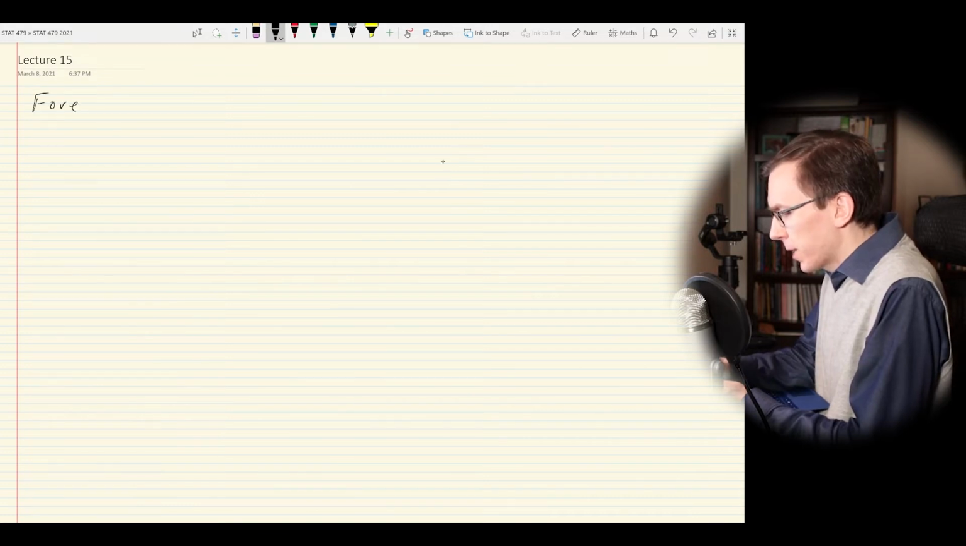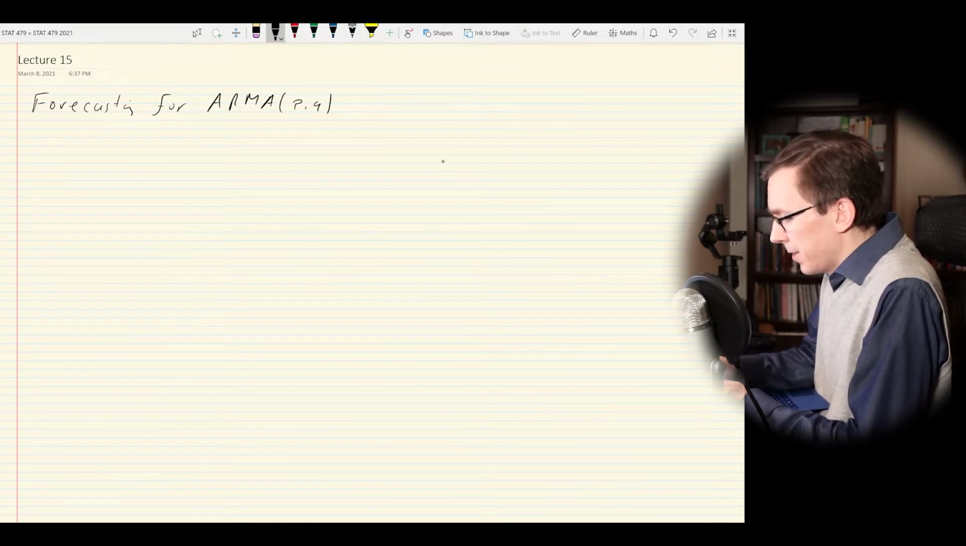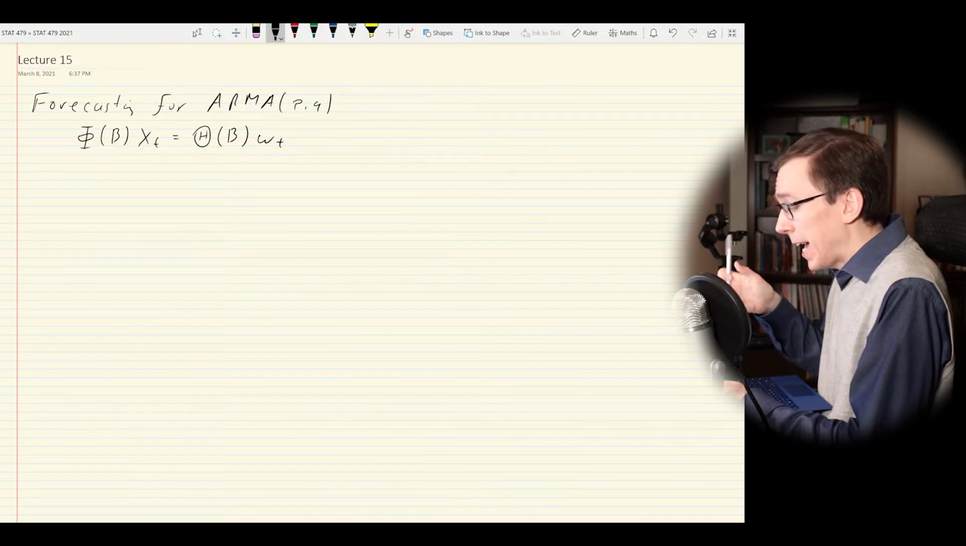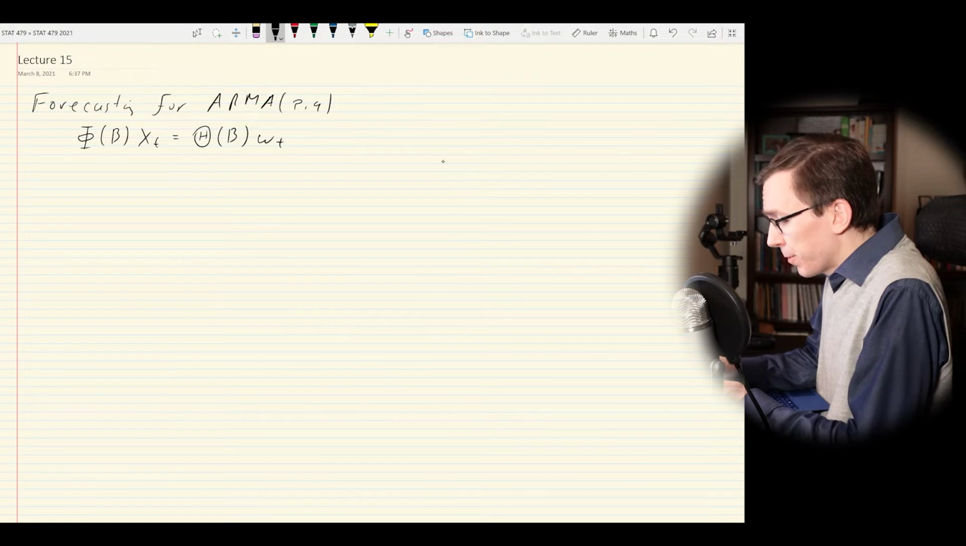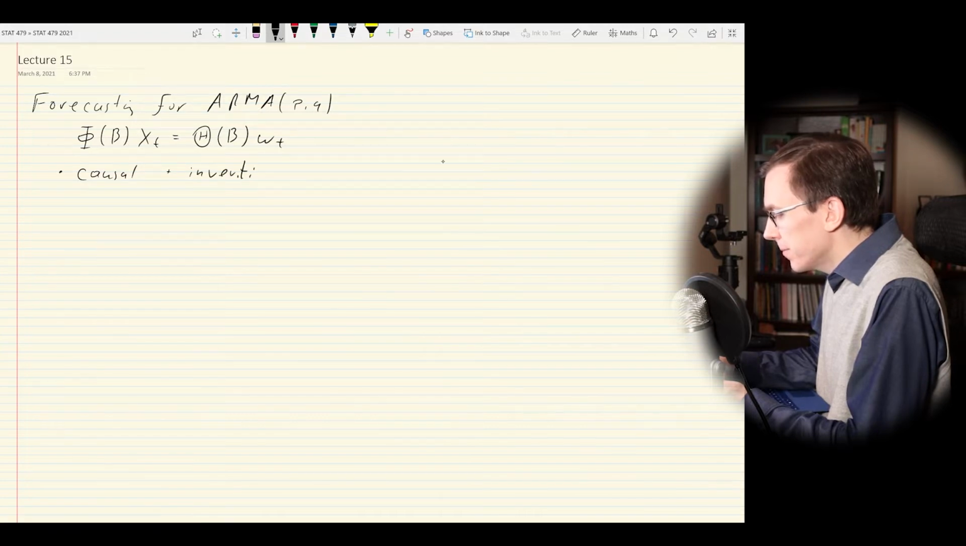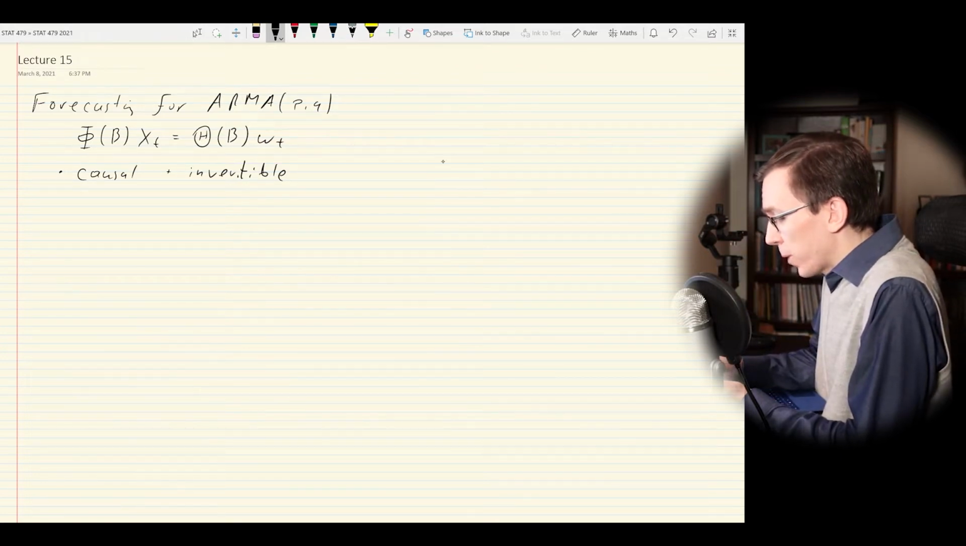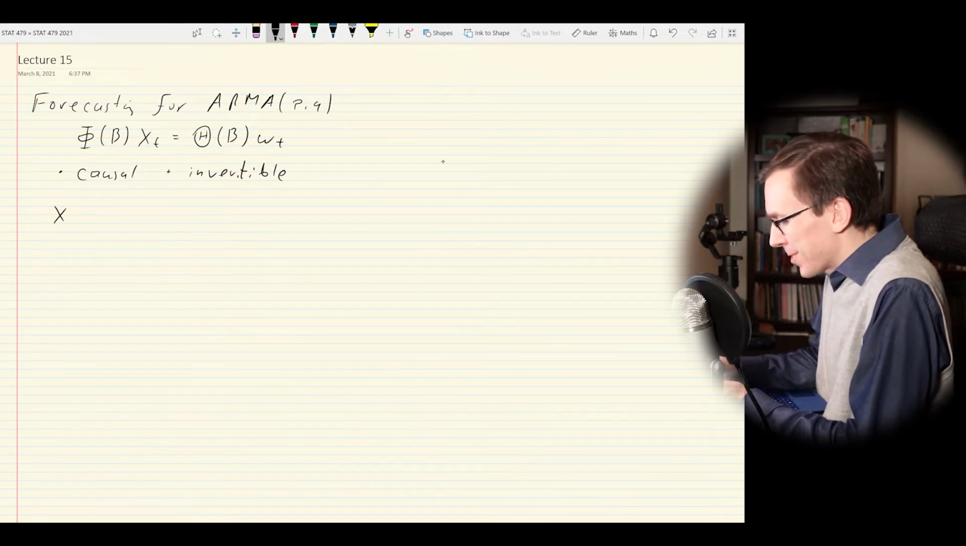So first of all, we'll just say this is forecasting for ARMA(p, q). Now, when we're doing forecasting for an ARMA process, first we need to note, well, what does the ARMA process look like? It is going to look like capital Phi(B) x_t is equal to capital Theta(B) w_t. So we have our autoregressive piece, we have our moving average piece, and we're going to assume, of course, that this is causal and invertible, as usual.